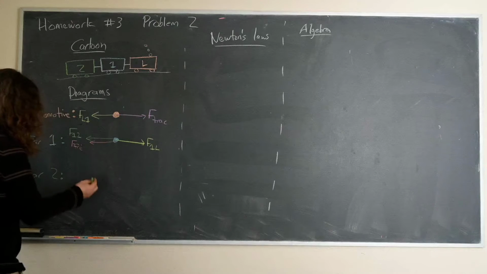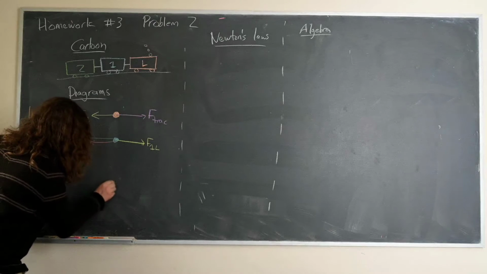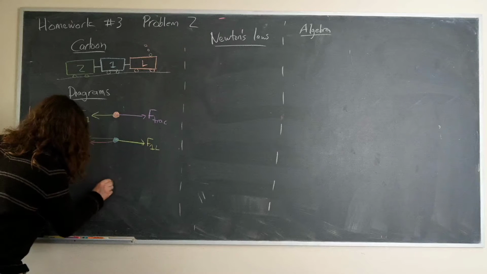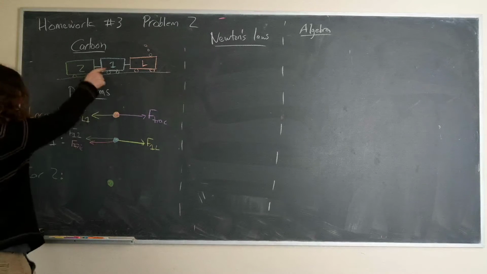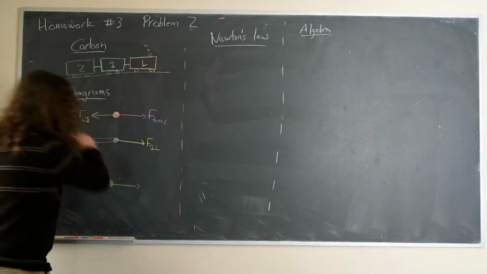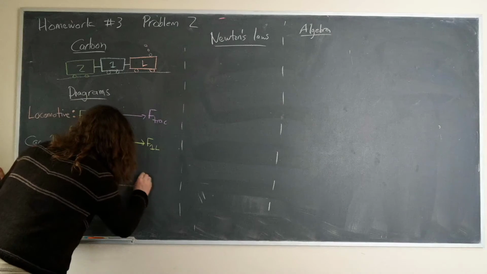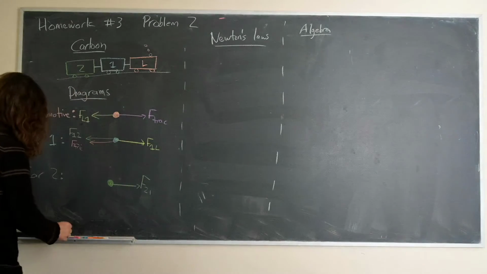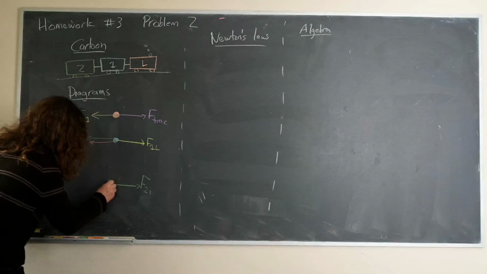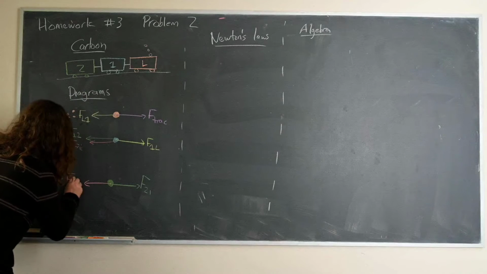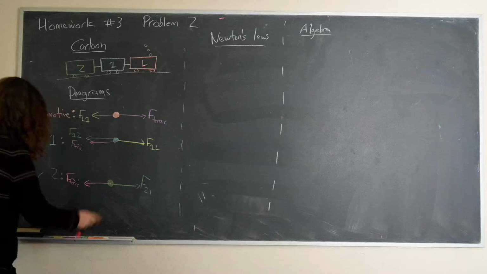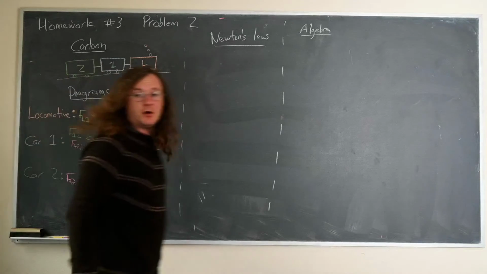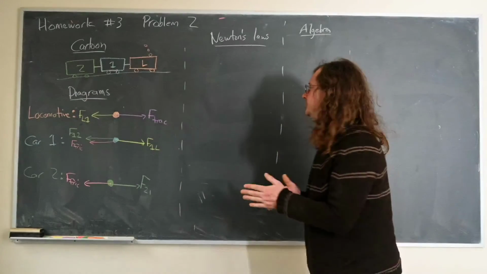Car 2, same business. Car 1 pulls it forward. Force on 2 from 1. And friction pulls it to the left. All right. So those are the force diagrams.